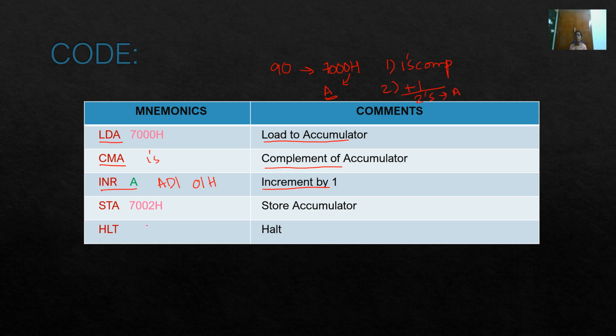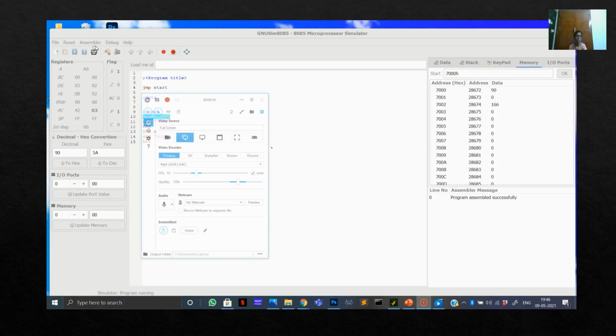Now we can load the answer from the accumulator to the desirable location. Here I have given 7002 hex, so we can use the instruction STA, store accumulator, to store the answer. And then finally we halt the process. Now let's see the code being run in the GNU Simulator.